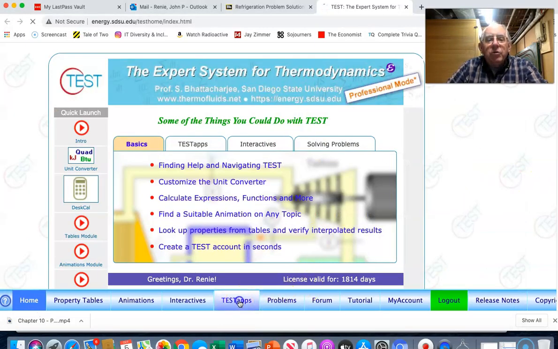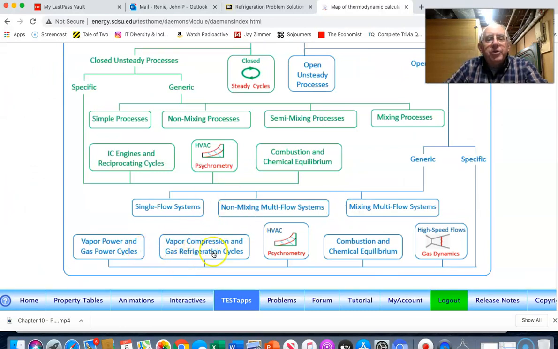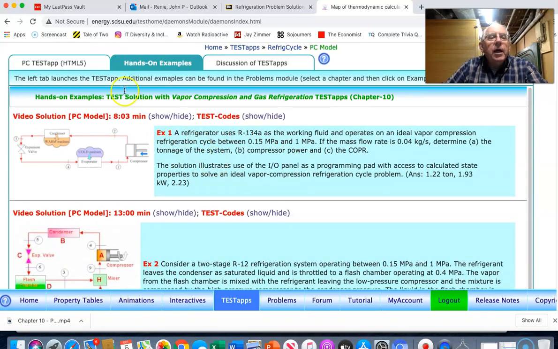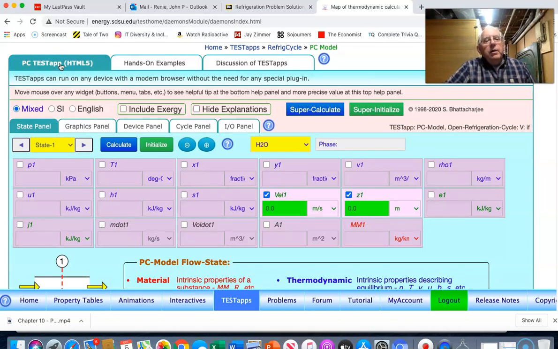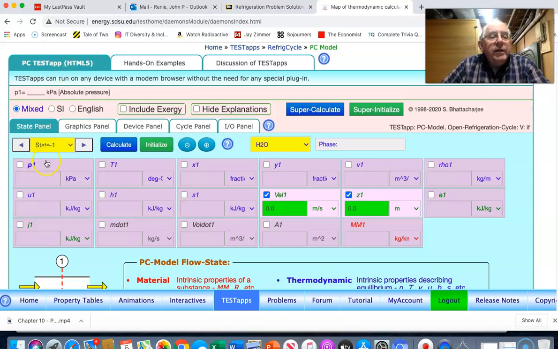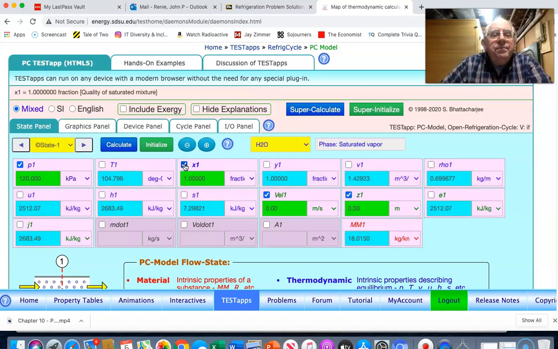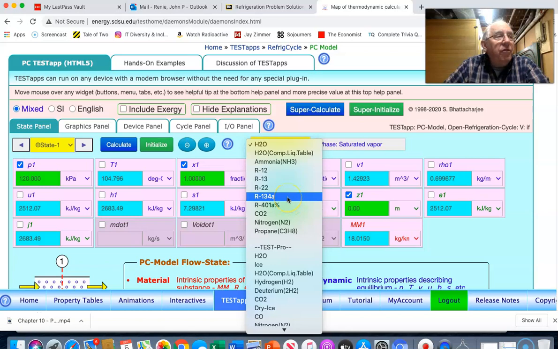And so with that in mind, we're going to go to our test app. We're going to go to our vapor compression gas refrigeration cycle. Our fluid, our refrigerant, is a phase change refrigerant, and we then go to the HTML app. This doesn't involve any exergy, and so we're able to dispense with setting up the dead state. What we do know is that going into the compressor, coming out of the evaporator, is a pressure of 120 kPa, and our quality is 1. And at this particular condition, I forgot to select the proper working fluid, which is refrigerant, and it's 134A.